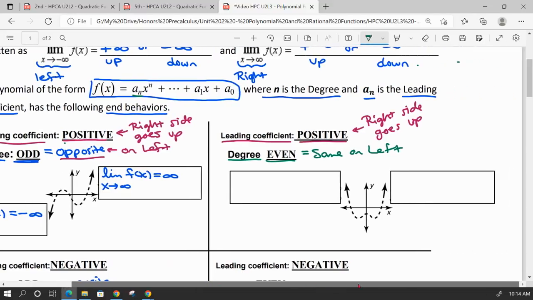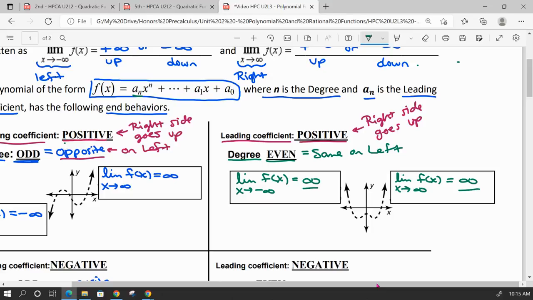If your leading coefficient is positive, you know the right side goes up. If the degree is even, then the left side is going to be doing the same. So the limit as x approaches positive infinity of the function, if you have a positive leading coefficient, is going to positive infinity because the right side goes up. And then on the left side, the limit as x approaches negative infinity is also going to positive infinity because the left side is also going up. So these are going to be the same.